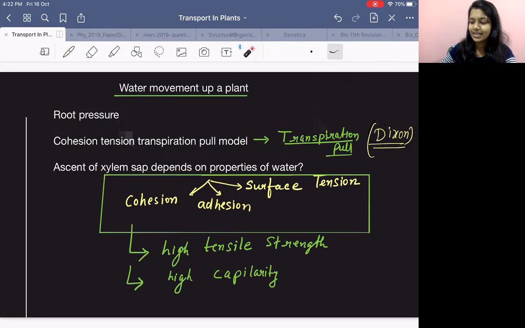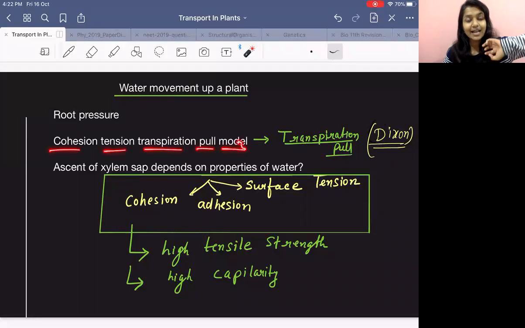Dixon. So he had given this theory, cohesion-tension, transpiration pull model: root pressure can take the water for a smaller distance. After that, it has to go for a long distance, and that happens by the transpiration pull. That happens due to transpiration. The transpiration will create a pull and it will pull the water up.